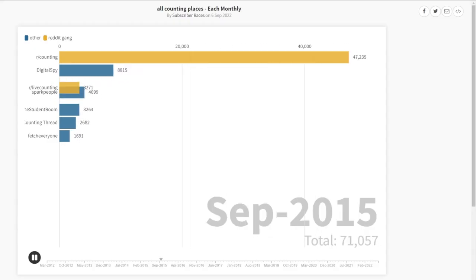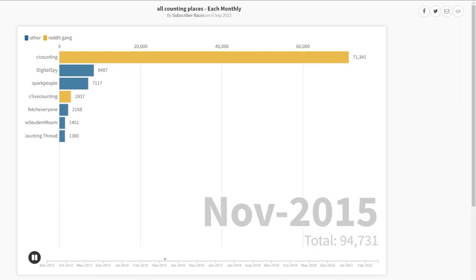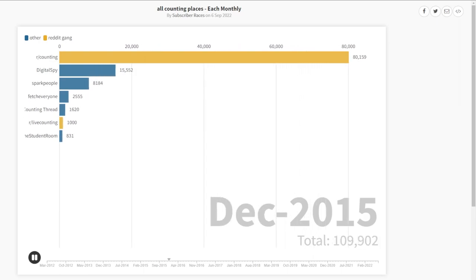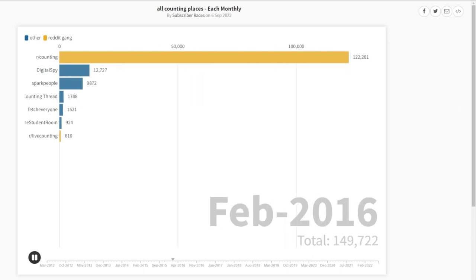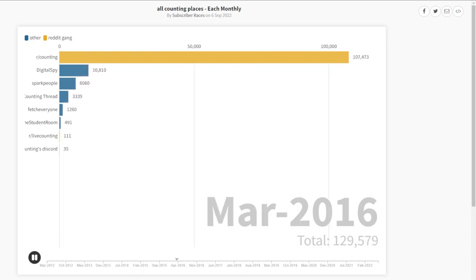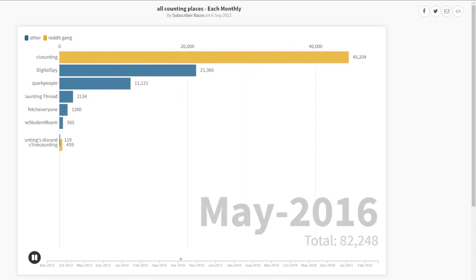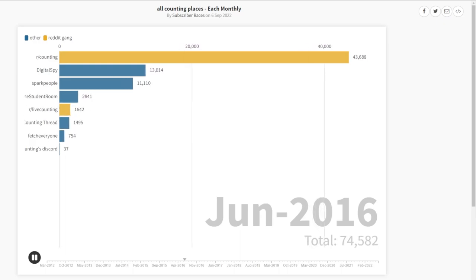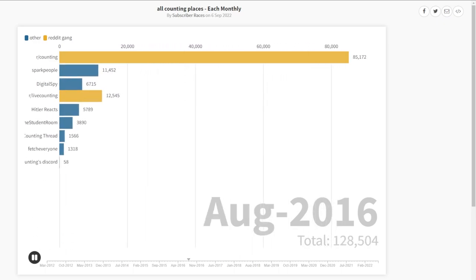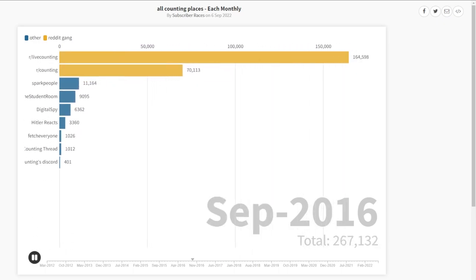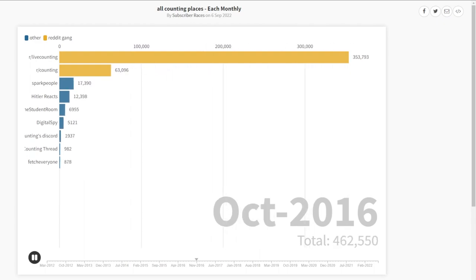Here's a visualization of counts per month throughout different counting communities. The counting subreddit is unique in that it's been historically among the most active, one of the longest-running communities, as well as easier to scrape than something like a Discord server or Reddit Live Counting. The link for this visualization is in the description. It gets even crazier than this, I promise.